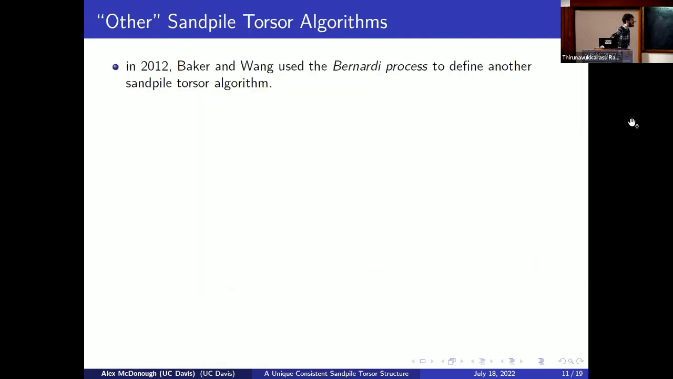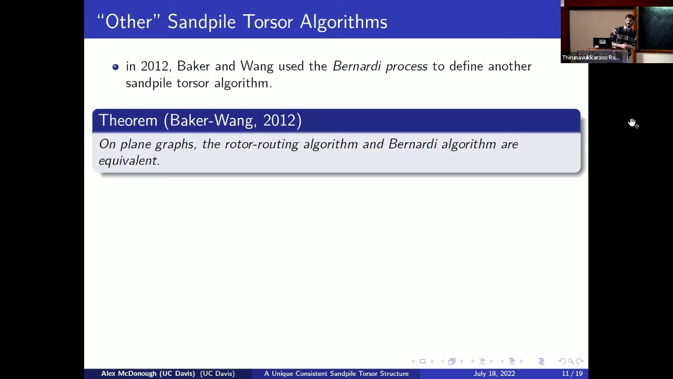In 2012, Baker and Wang used the Bernardi process to define another sandpile torsor algorithm. I'm not going to tell you what goes into this, but it looks very different. It uses break divisors, and it has the same idea where you can define it on ribbon graphs where you need a sink, but then the sink doesn't matter if and only if you're on a plane graph. And this is something that they showed. And in general, on ribbon graphs, the Bernardi process looks different than the rotor-routing. You're going to get a different result, even if you choose the same sink vertex. But the really fascinating thing that they showed is that the rotor-routing algorithm and Bernardi algorithm are actually equivalent when we restrict to plane graphs. So that's a little bit surprising.